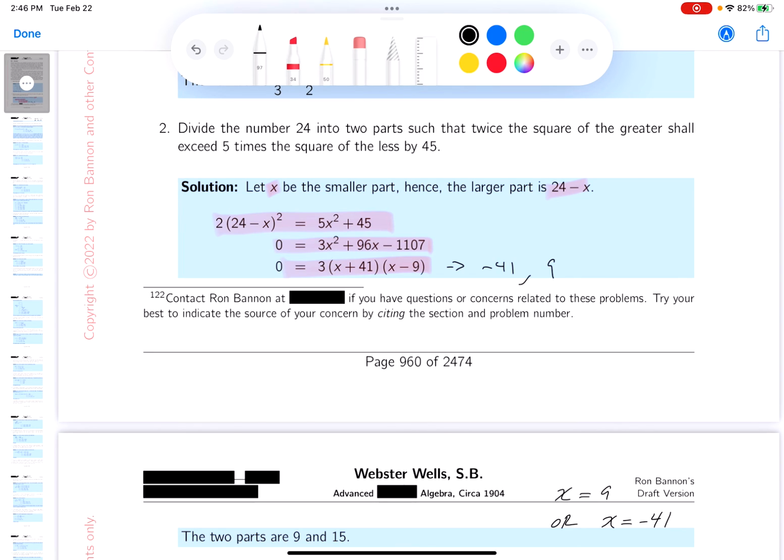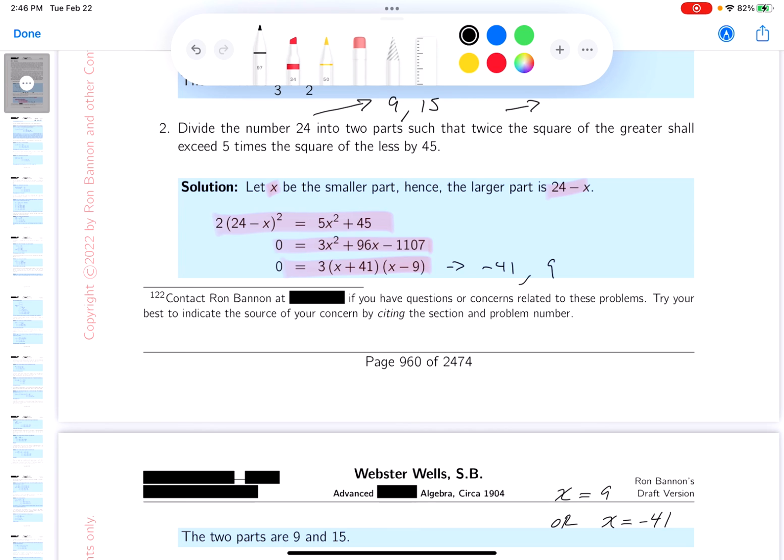Well, the 2 parts could be, if I chose 9, 9 would be the smaller one. And what would the larger one be? Let's put that down. The larger one would be 15 then, right? Again, 9 is the smaller part, 15 is the larger part.